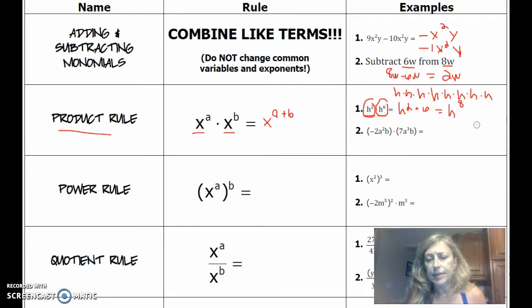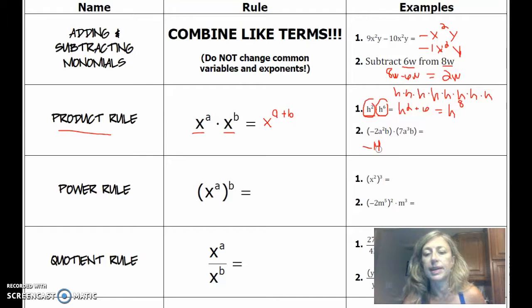The next one's the same thing. It just looks a little different because it's a little bit more involved. If I have negative 2 here, that's the coefficient if you recall, and this is 7, I always multiply the coefficients first. That's easy. Negative 2 times 7, I hope you remember it's negative 14.